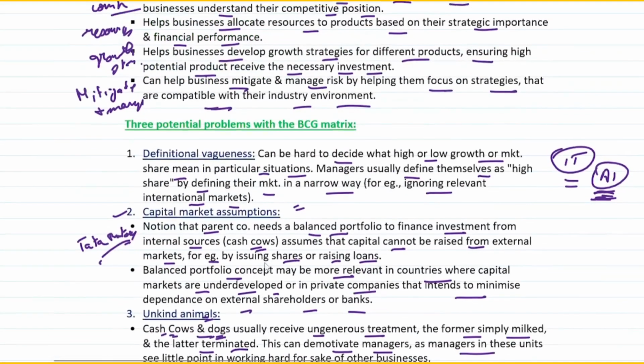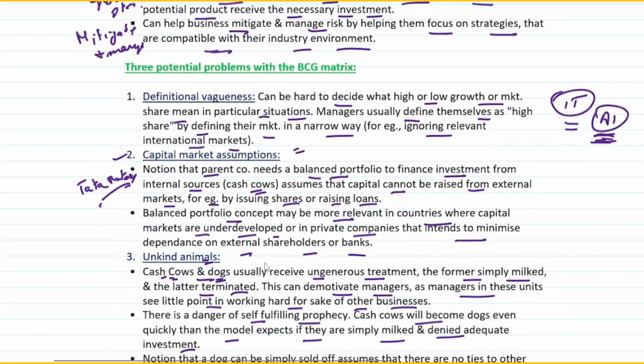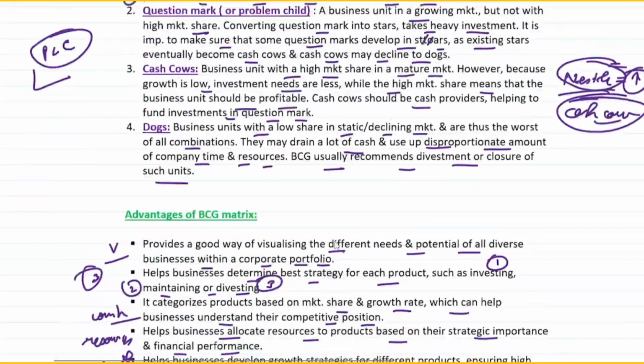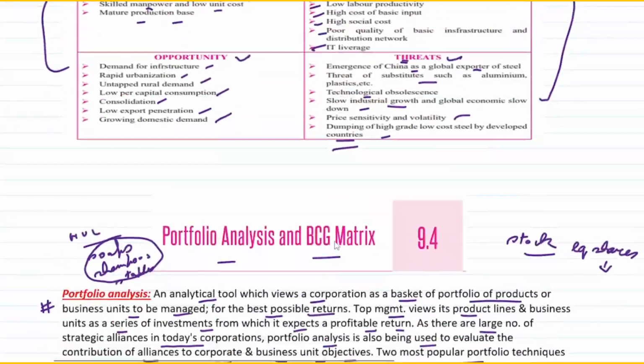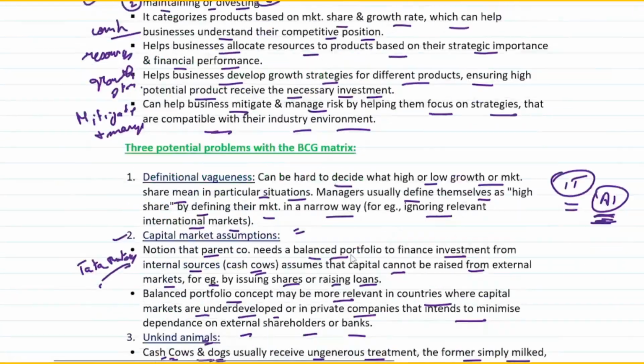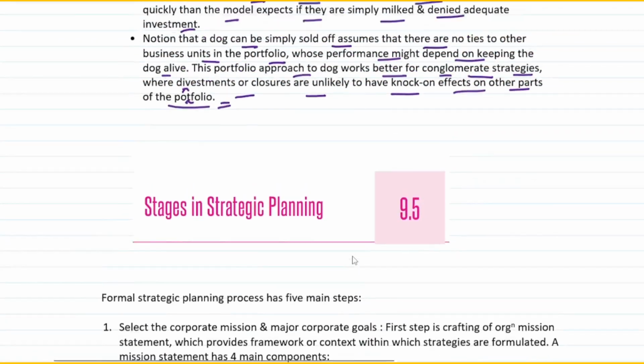So here are the three potential problems. One is definitional vagueness, one is the capital market assumption, and third is unkind animals. With this, we finish the BCG matrix and the portfolio analysis. In the next chapter, we'll be looking at the stages in strategic planning.